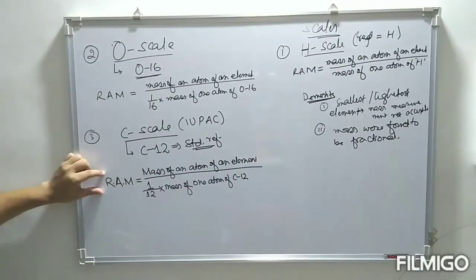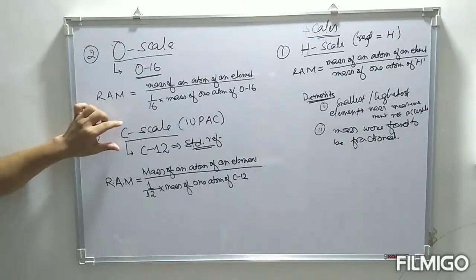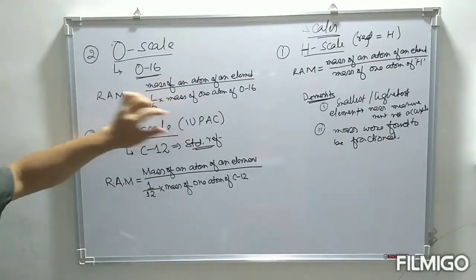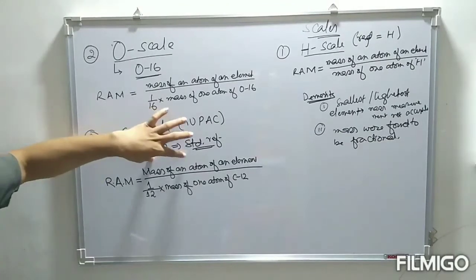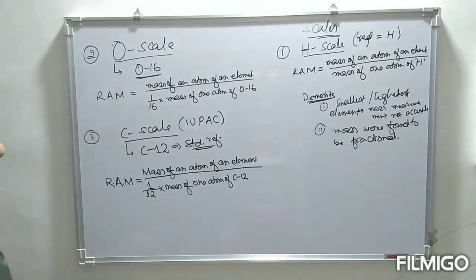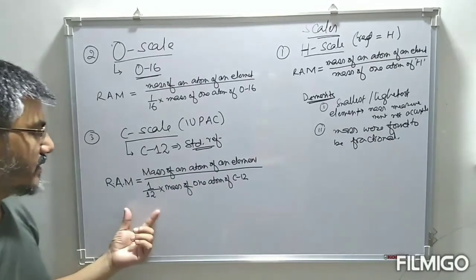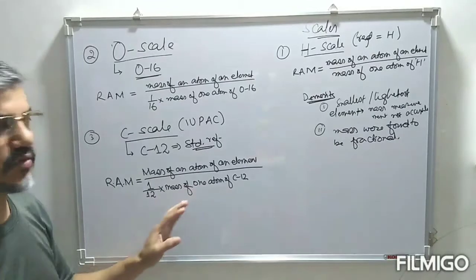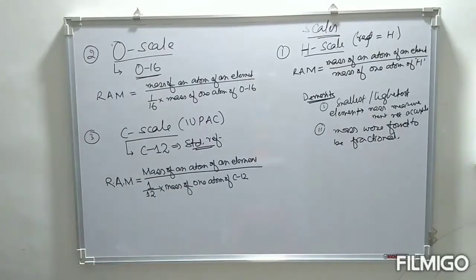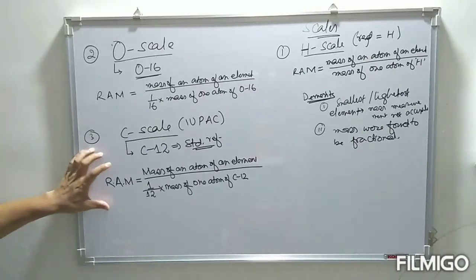So the relative atomic mass based on the modern scale, or the latest IUPAC scale, that is the carbon scale, is defined as the mass of an atom of an element, of any element, divided by 1/12 times the mass of one atom of carbon 12. So this ratio is what we call atomic mass.